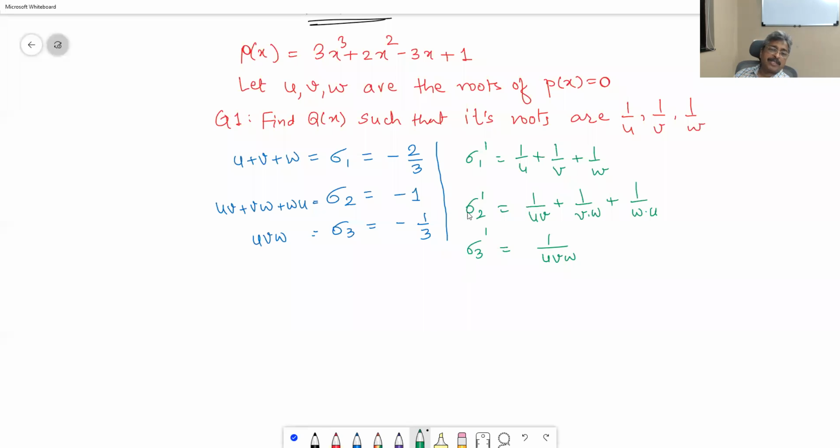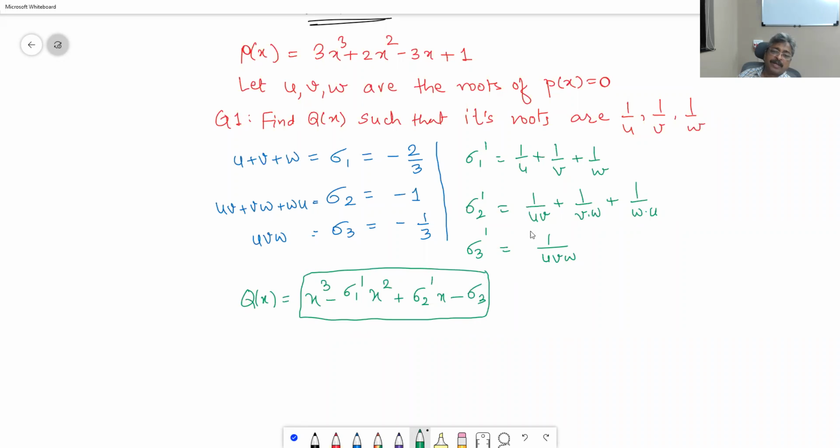Okay. And if we get these values, sigma 1 dash, sigma 2 dash, sigma 3 dash, then q of x would look like this: x cube minus sigma 1 dash x raised to 2 plus sigma 2 dash x minus sigma 3 dash. This is how the required polynomial will look, provided we have these values. Now let us see if we can get these values with the information available.